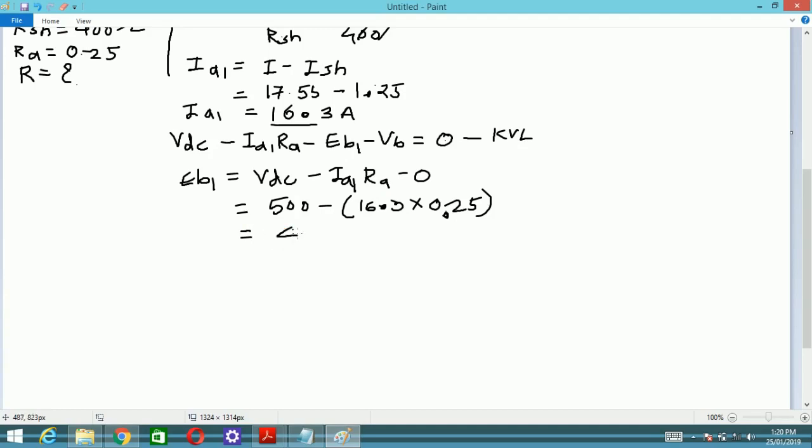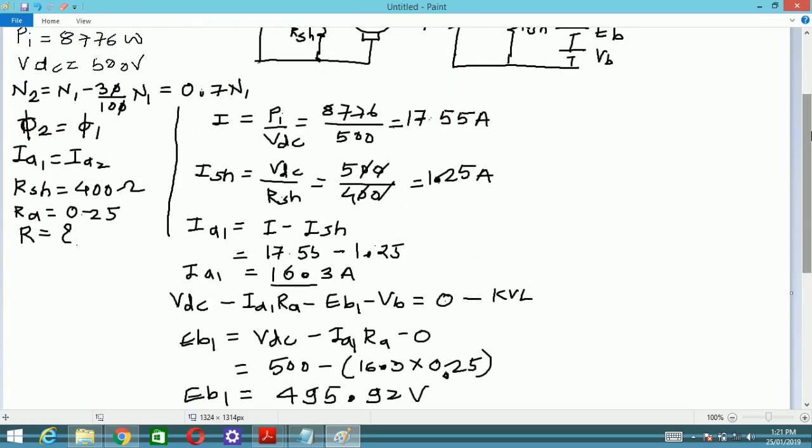If you perform the calculation on the calculator, the value comes to be 495.92 volt, and this is the back EMF EB1. Now see, very important, which is mentioned in the numerical, that the flux and the armature current are not going to be changed. So IA1 is equal to IA2, and the flux is also equal, Phi2 is equal to Phi1.